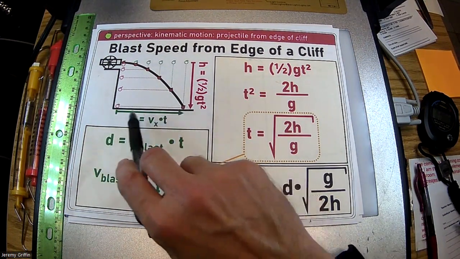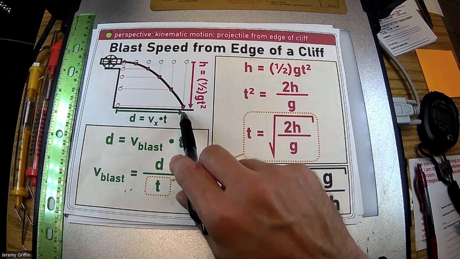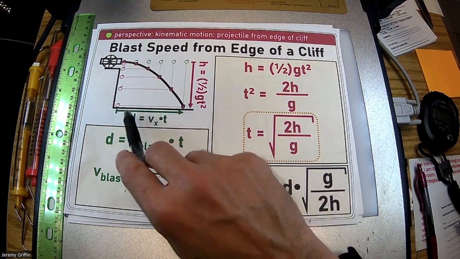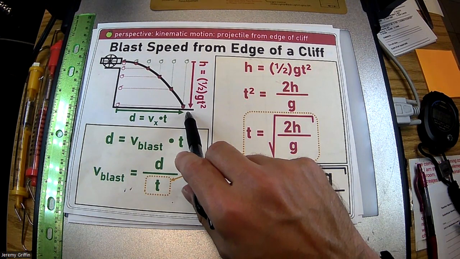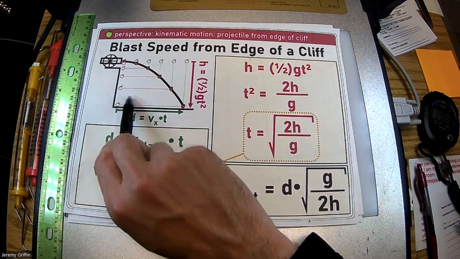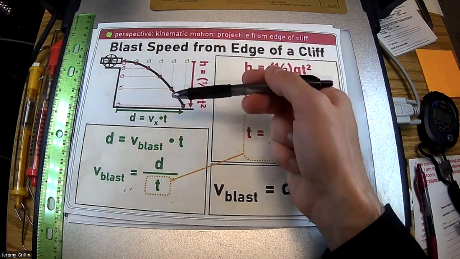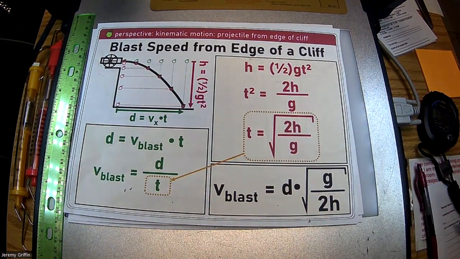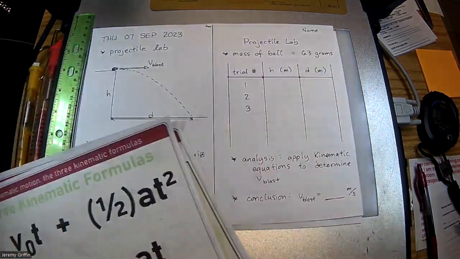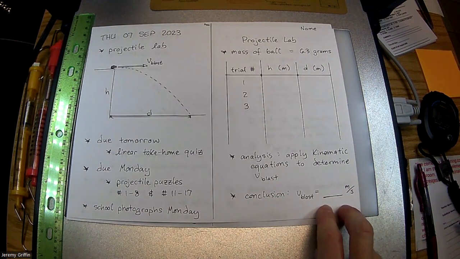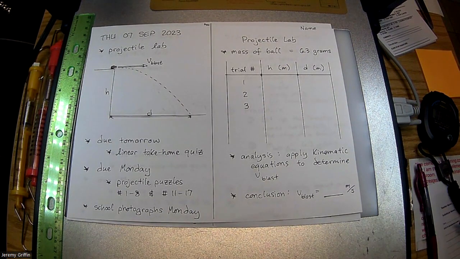What's one of the horizontal displacements you guys got? Finn, what did you get for a horizontal displacement? 15. 15 meters? All right. So if it went 50 meters across during a fall time of 1 second, that would make the blast speed equal to 50 meters per second. That could be the answer, right? Or everyone had a little bit different equipment, so maybe yours was a slightly different number.